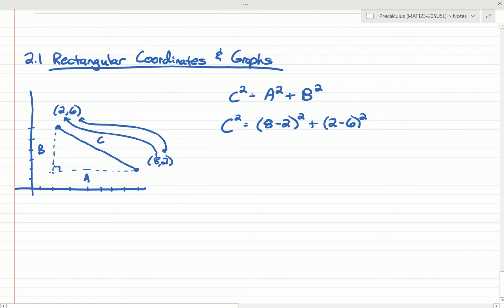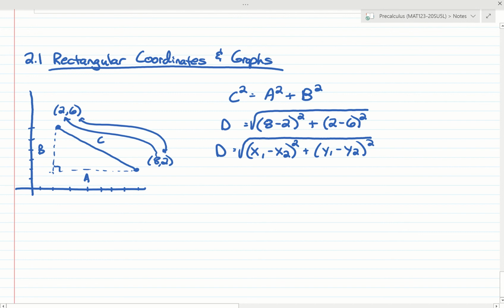And then c represents our distance, right? But I don't want to know what the distance squared is. I'd rather just get the distance by itself. And this is the distance formula. So the distance formula comes from the Pythagorean theorem. So what you need to know is that the distance formula is equal to, we'll call it x1 minus x2 squared plus y1 minus y2 squared, and the whole thing inside of a square root. Now some people say it's x2 minus x1. It doesn't matter as long as you're consistent.